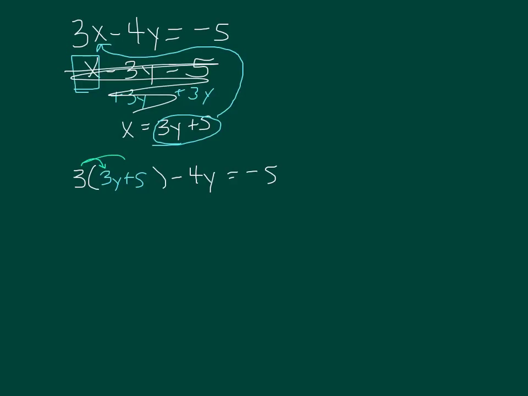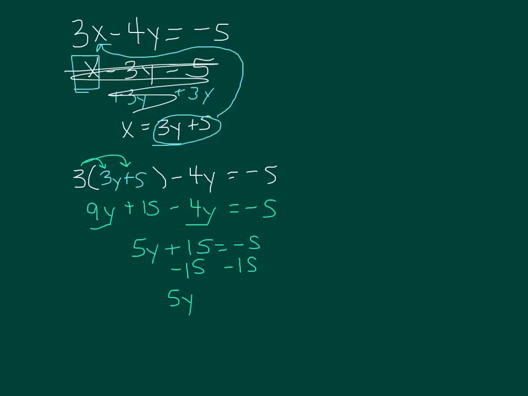Distribute. So we get 9y plus 15 minus 4y equals negative 5. Combine like terms. 5y plus 15 equals negative 5. Minus 15 to both sides. 5y equals negative 20. Divide both sides by 5. y equals negative 4.